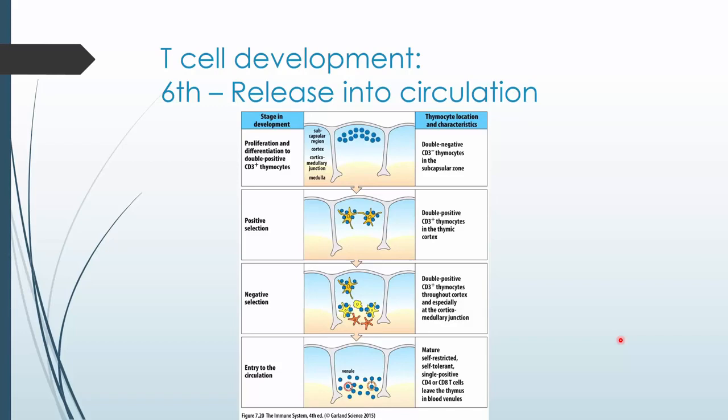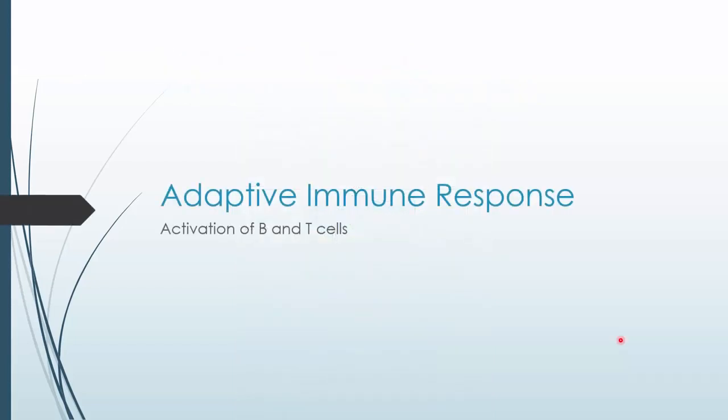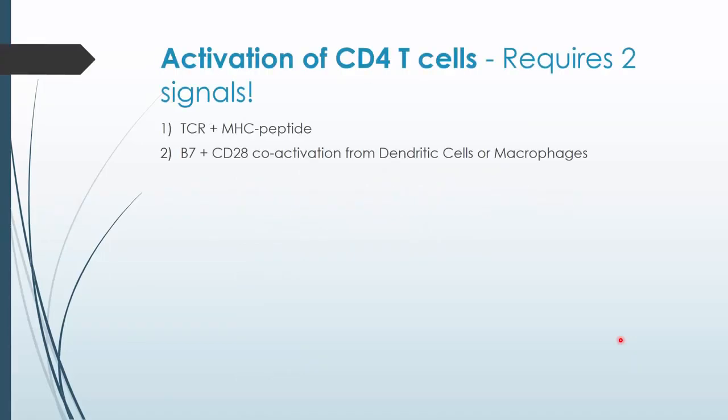That's the goal. All right? So now we've talked about B cell development and T cell development. We've talked about antibodies and T cell receptors. Let's finally get to the activation of the B cells and the T cells. We're going to start with the CD4 T cells, but a lot of the concepts of activation apply to all of the adaptive immune response, okay?